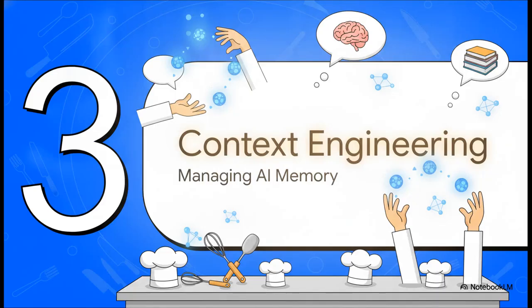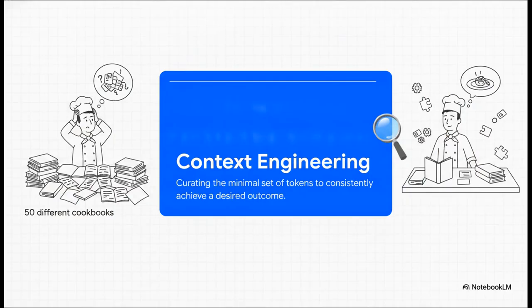Section 3, context and managing the AI's memory. Let's head back to the chef's counter and see just how much information our AI chef can actually juggle at once. All right, third key term for the memory banks, context engineering. We used to obsess over prompt engineering, just finding the magic words. But context engineering is way broader. It's the strategy of curating the exact minimal set of information, the tokens that the AI has access to.